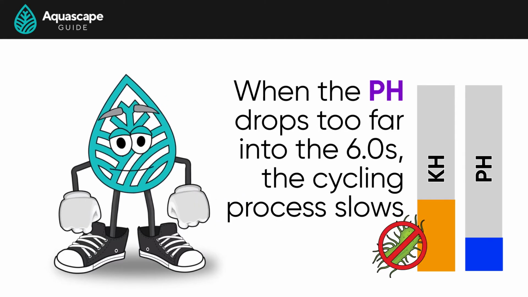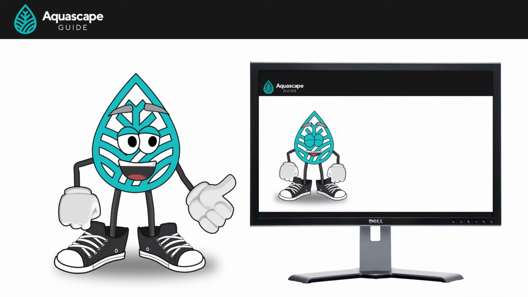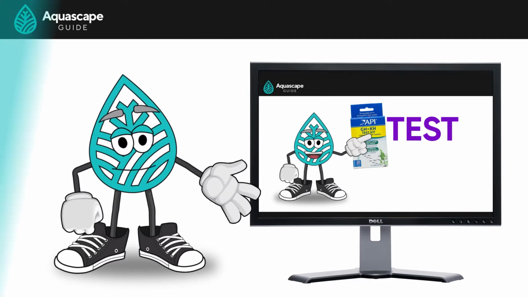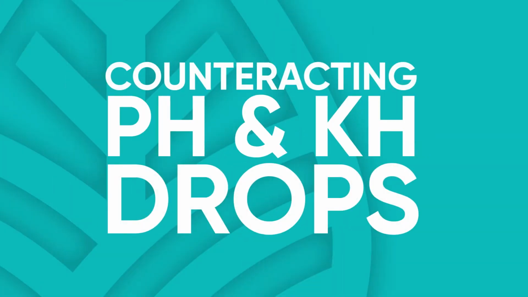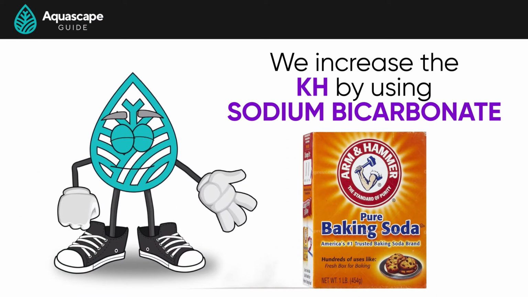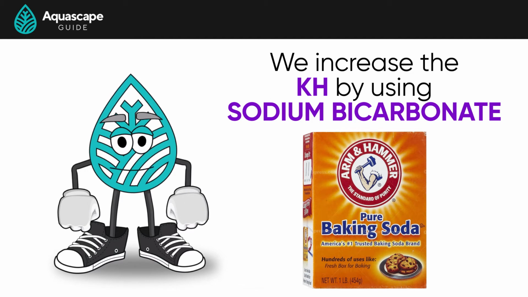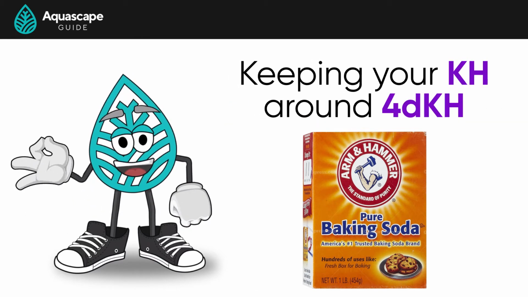If you have no clue what we're talking about as far as KH and pH goes, check out our water chemistry guide. We'll put a link in the description below. So then how do we counteract the tank's pH and KH from dropping? Well, we increase the KH back up with sodium bicarbonate or baking soda, which also pushes the pH up as well. Whether or not you're cycling a tank, we always recommend keeping your KH around 4 degrees.